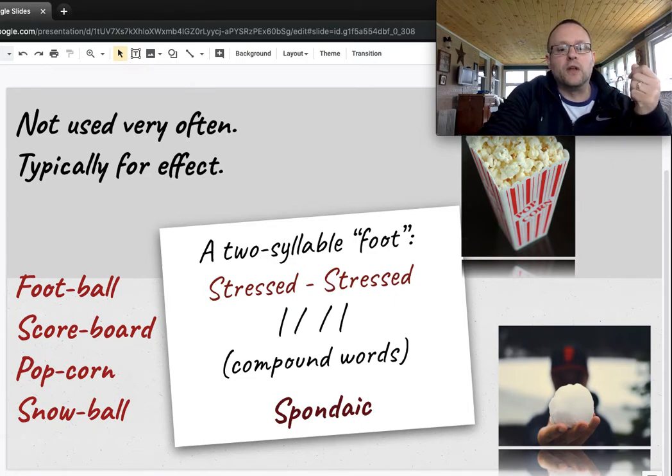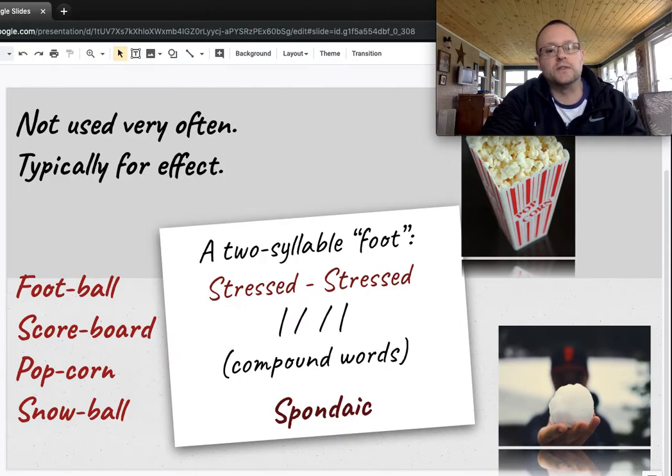So if you have a word like football, scoreboard, popcorn, snowball, all of the syllables in these words get equal emphasis. And that works because they're compound words, so it's one word being made up of smaller words. This doesn't work as well when it comes to traditional words with prefixes, suffixes, and things like that. So spondaic is stressed, stressed.